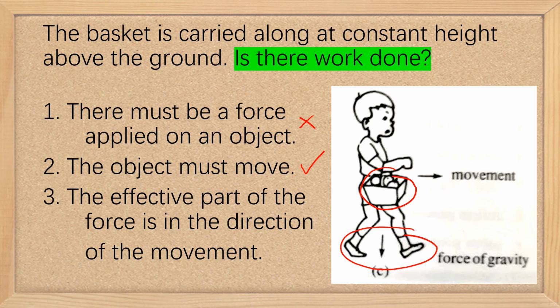Your force applied is into your feet, right? However, that force is going down, while your basket is moving to the right. So there is movement, but the force is in the opposite direction. Therefore, this one is an X. Is there work done? The answer is no.